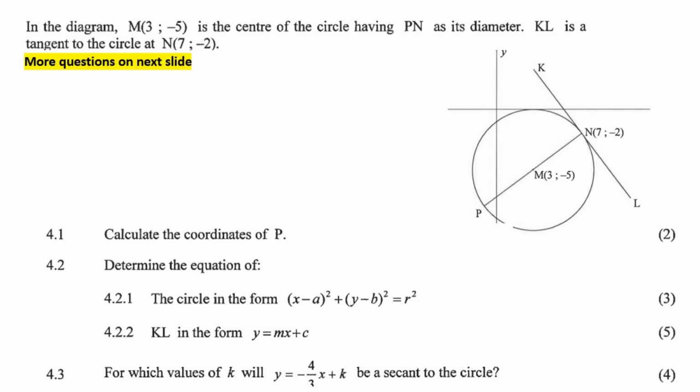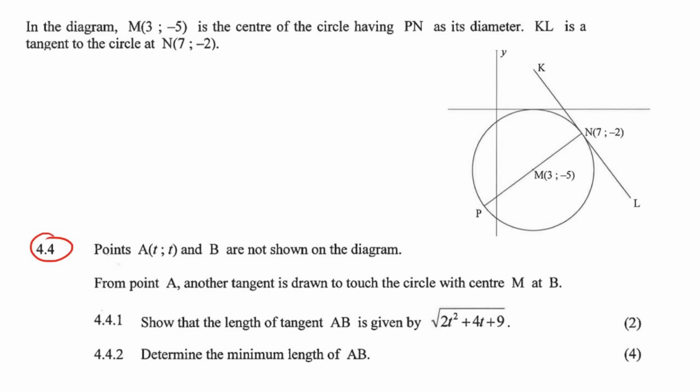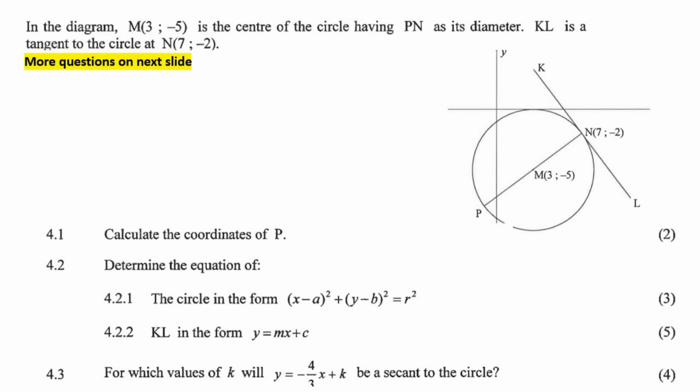With this question, there will be more questions coming up. So we've got 4.1, 2, and 3. And then we've got a 4.4 over here. In the diagram, M is the center of the circle and PN is the diameter. KL is a tangent. First question, calculate the coordinates of P.